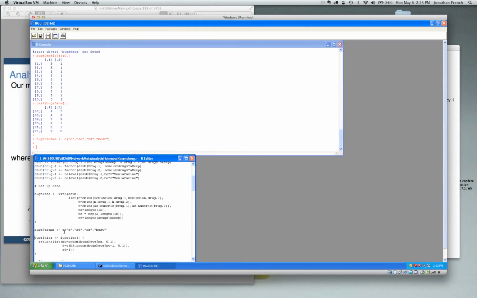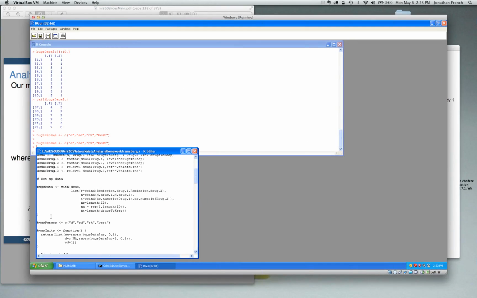Running this in WinBUGS. So the parameters that we'll monitor are the d's, or our deltas, our differences from venlafaxine, the between-study standard deviation in those differences, the rank of the 9 treatments, and the indicator for which is the best. Actually, an indicator variable for each treatment, whether it is the best or not.